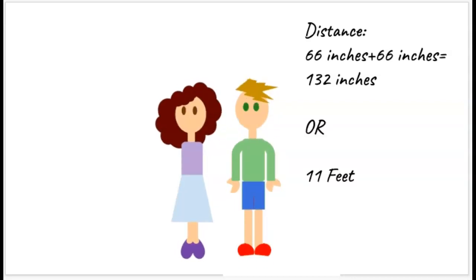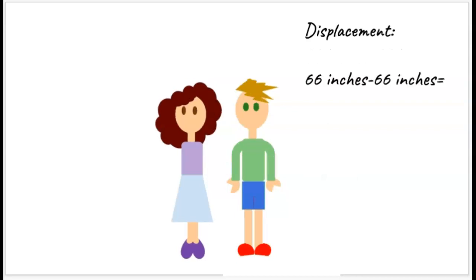Or if we wanted to convert it, that would be 11 feet. And the way that you would do that is take 132 inches divided by 12, because there are 12 inches in a foot, and that gives us 11 feet. So throughout that scenario, standing together, moving apart, moving back together, we moved 11 feet.